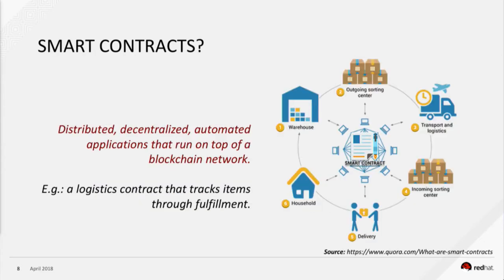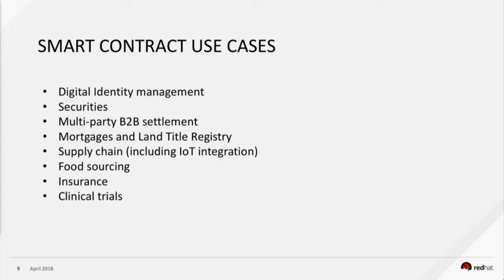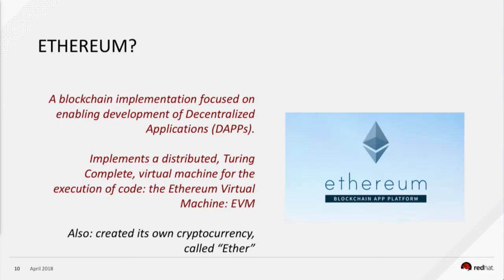The blockchain also runs applications, and those are called smart contracts. They are distributed, decentralized, automated applications that run on top of the blockchain. An example could be a smart contract used to track fulfillment from the warehouse all the way to the household of the customer. Other use cases include digital identity management, securities, supply chain, food sourcing, any use case where a trusted ledger of information is required.